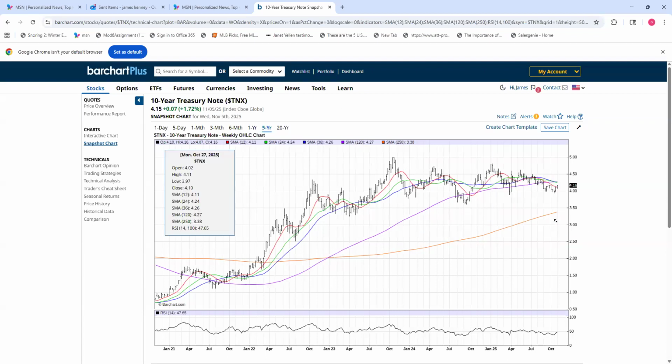If you think it's going to drop, how do you play this thing? Here's how you play it. TLT.